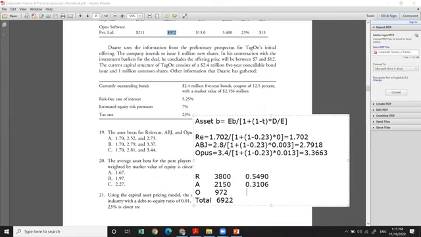And we do the same thing for Opus, 972 divided by 6,922, and it should give you 0.1404. So these are the proportions we found, the weighted measures. Then we just correspondingly multiply the relevant weights with the asset beta that we found for the relevant company, and we're going to sum it up.